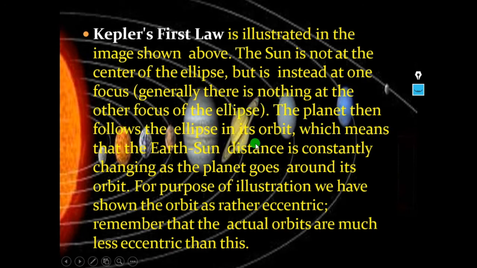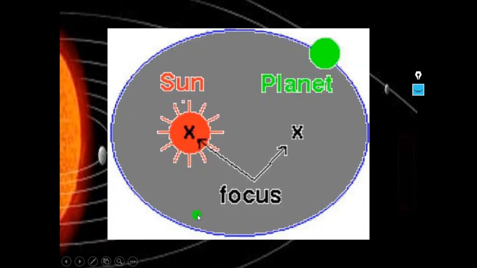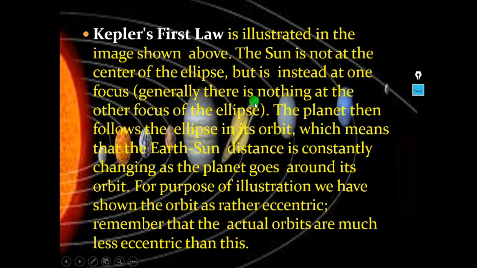The planet then follows the ellipse in its orbit, which means that the Earth-Sun distance is constantly changing as the planet goes around its orbit. Because this is an elliptical orbit, the distance between the sun and the earth will be changing. If the earth moves to this place, the distance is different. If the earth has moved to this point, the distance between the earth and sun will be of a different value. That means the distance between the sun and earth is constantly changing because of the elliptical orbit.